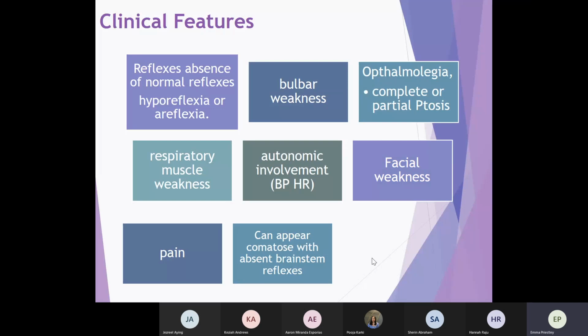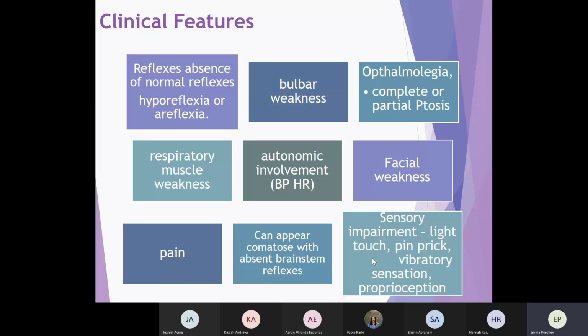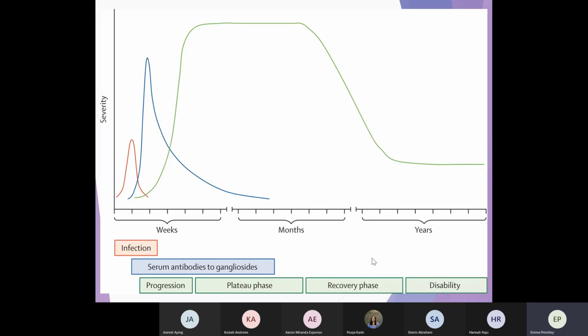Pain, we touched on this, neuropathic pain, but it can be really significant for them. They appear comatose with absent brainstem reflexes. So they can look brainstem dead. And then the sensory impairment. Some of them are going to be hypersensitive as well. They're going to be oversensitive because their body doesn't know what to do and all these messages are confused. So they get this hypersensitivity and this pain and generally a confused body.